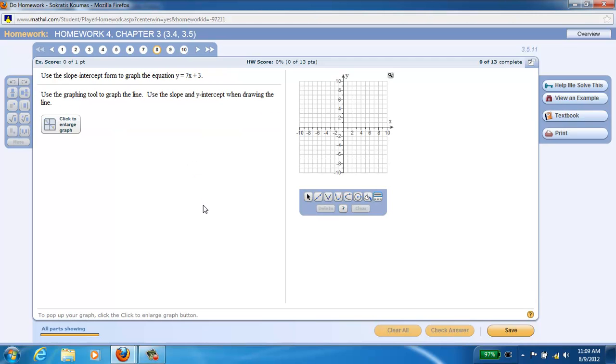Use the slope-intercept form to graph the equation y is equal to 7x plus 3. So this is how you have to graph the equation. And the same thing for problem number 8. So 7 and 8 and 9 are exactly the same.